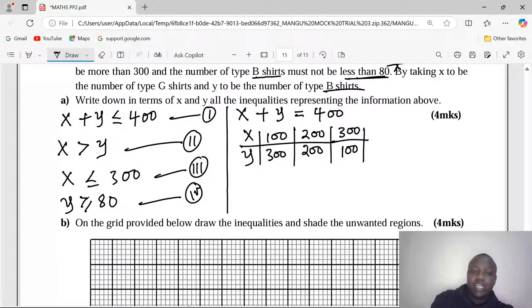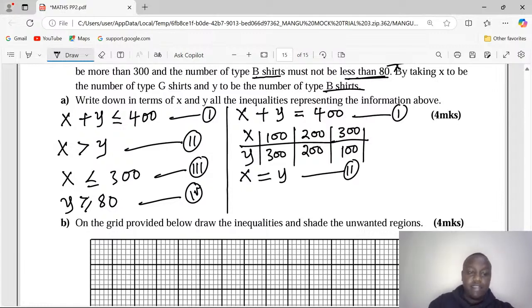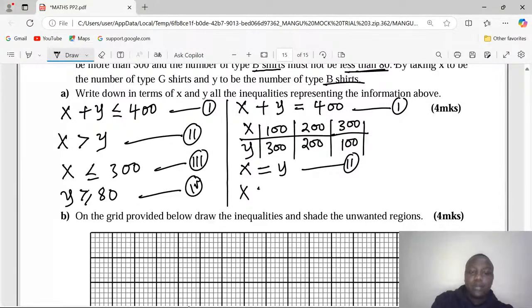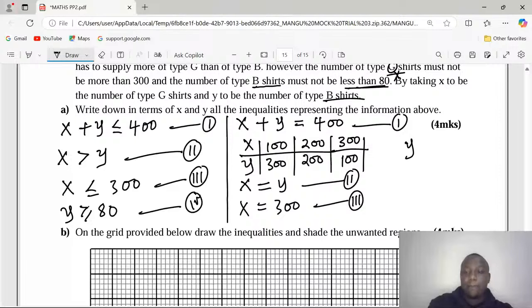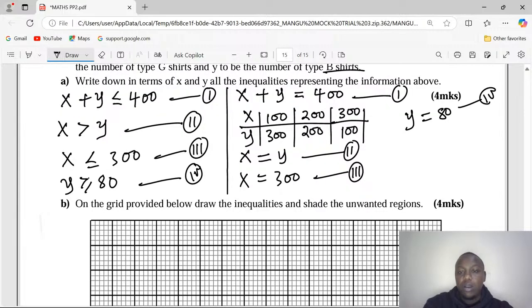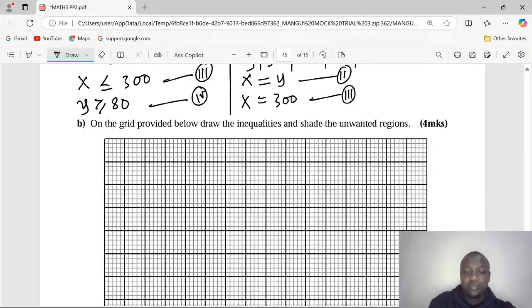Now for the next inequality, it should be x equals y, the second borderline. This is the first borderline. The third borderline is going to be x equal to 300. Then finally, y equal to 80, the fourth borderline. So we have all the borderlines and we can now plot them on the grid provided.